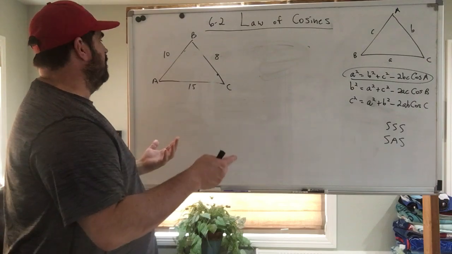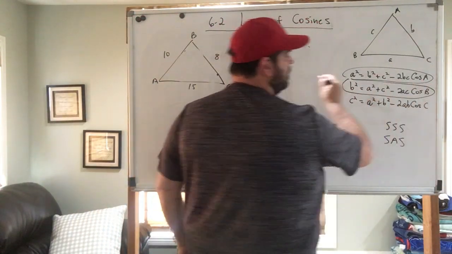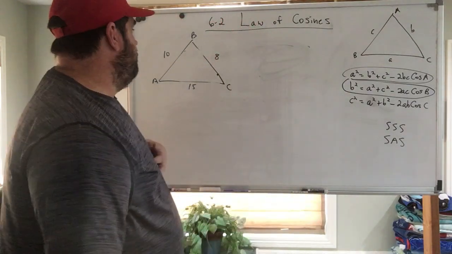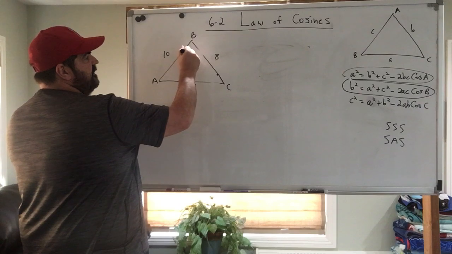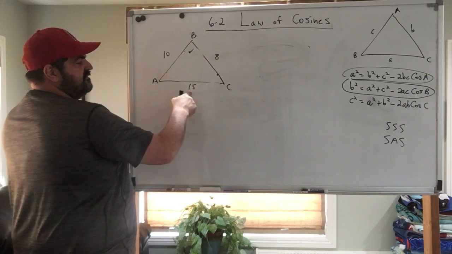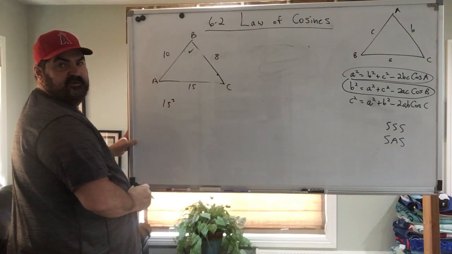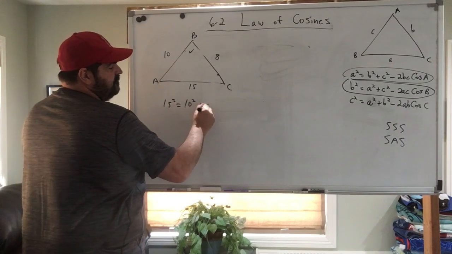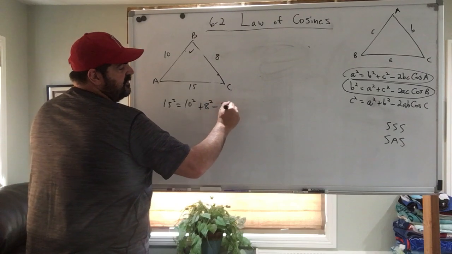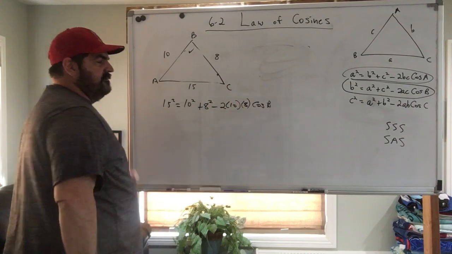Now, how do I do the formula? Since I'm finding angle B, I'm using the one that's got B in it. The way I memorize it is I'm looking for this angle right here. He's across this side, so start with the side across from here. So 15 squared, the other 2 sides squared, minus 2 times those other 2 sides. And I'm looking for B, so cosine B.